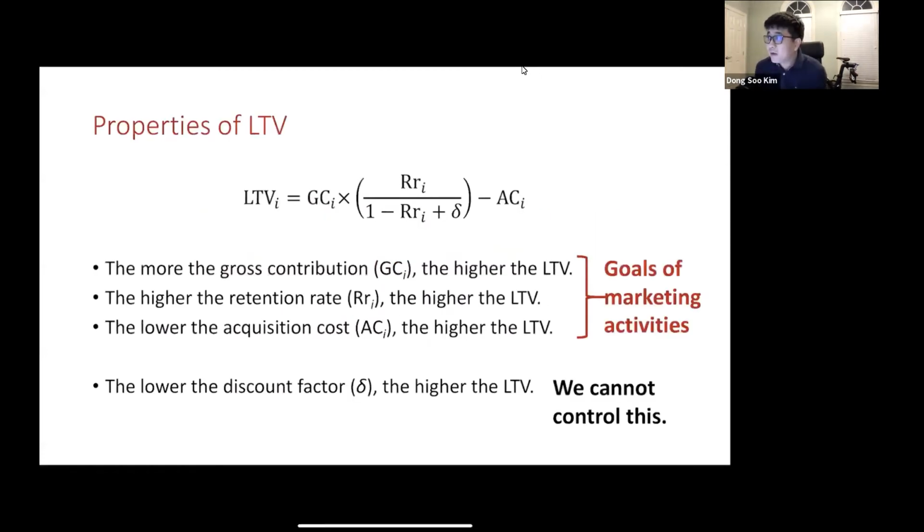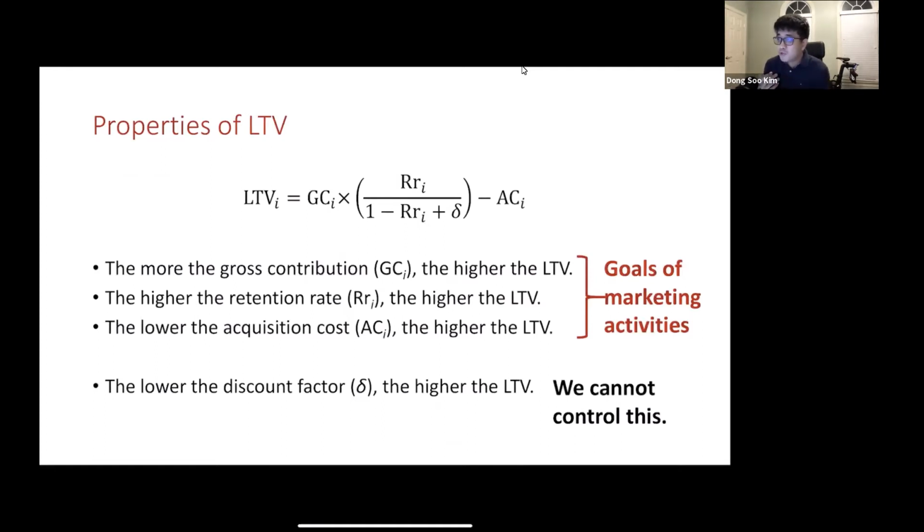You've learned the lifetime value, which is a framework to understand the customer's profitability in the long run. The key implication of LTV is that the long-run profitability breaks down into four components. First, gross contribution, which is the amount of profits the customer is expected to generate per period. And second, retention rate. Retention rate is the likelihood of recurrence of transactions made by the customer.